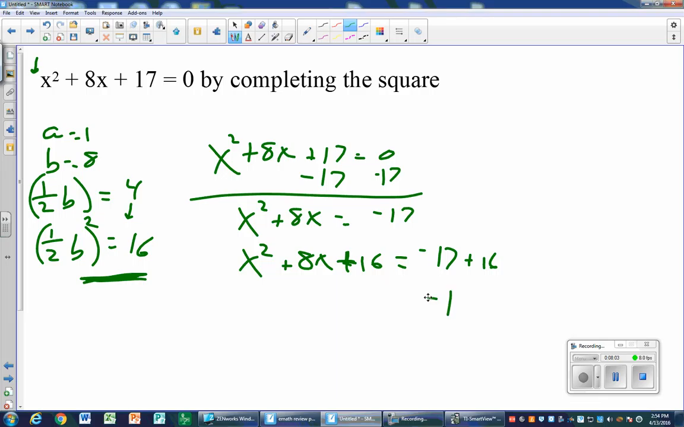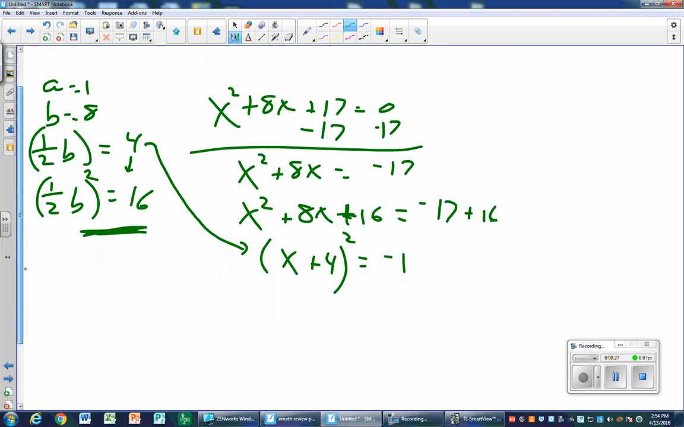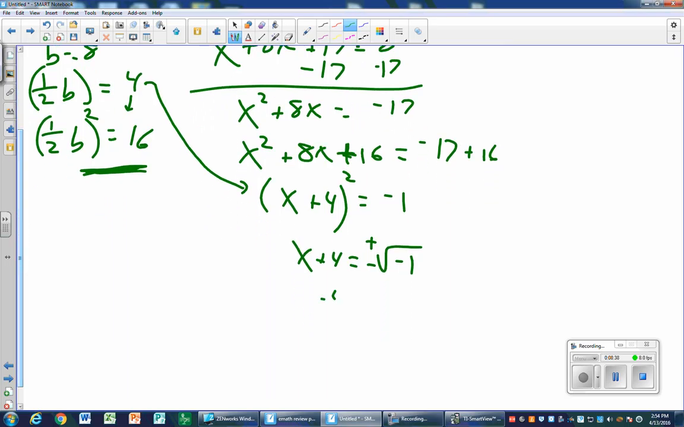So now what we can do is go right to the answer and say that x plus half of b, squared, equals negative 1. Take the square root of both sides. X plus 4 equals the positive and negative square root of negative 1. Subtract 4 from both sides. X equals negative 4 plus or minus the square root of negative 1.